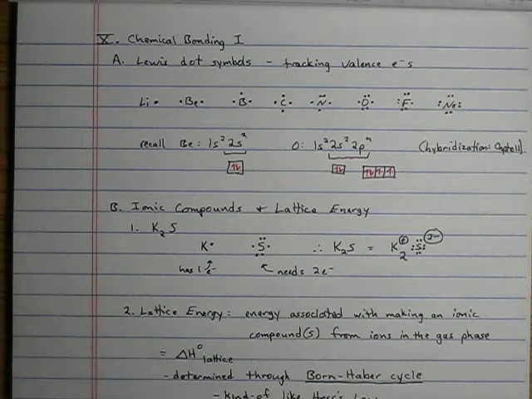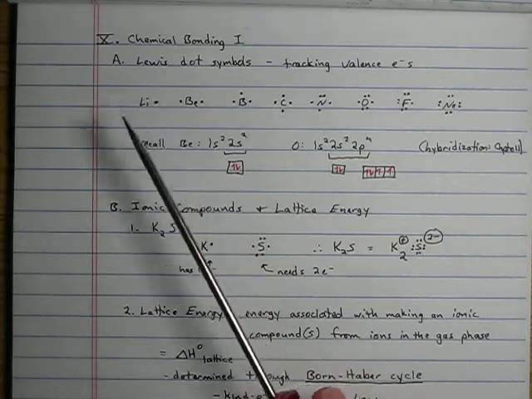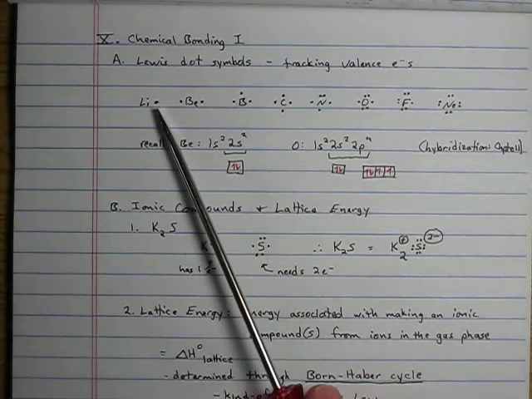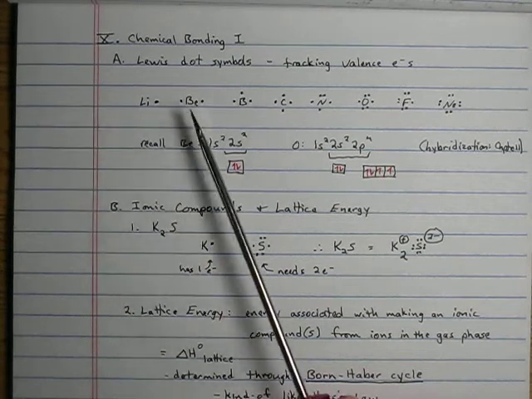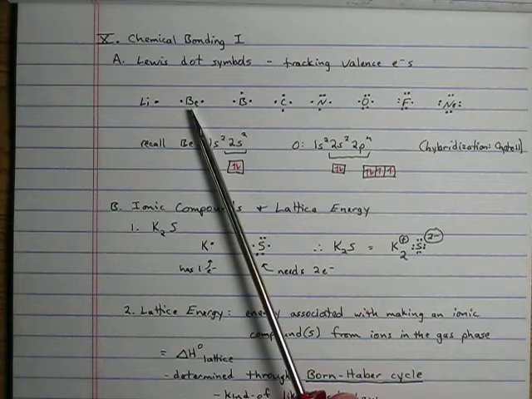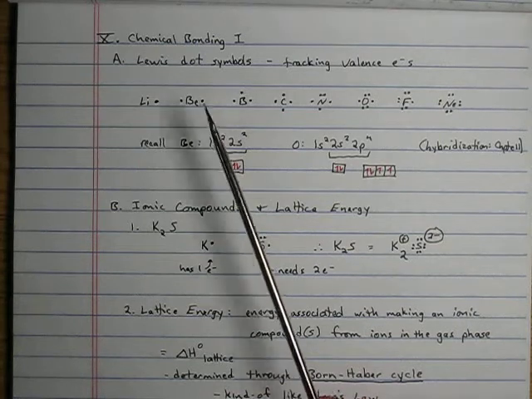Lewis came up with a system of tracking valence electrons. And what he noted when you look at the periodic table, lithium, 1s2 2s1, has one valence electron. So Lewis said, okay, lithium, I'm just going to put a dot. And this dot right here represents that one valence electron on lithium. When we looked at beryllium, it has two valence electrons. And so what Lewis did was put one dot on this side, one dot on the other side.